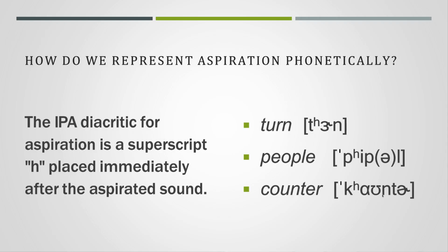But wait a minute, how do we represent aspiration phonetically? You may already know, and if you didn't, you may have already inferred that the IPA diacritic for aspiration is a superscript h, which, as you can see in these examples, is placed immediately after the aspirated sound. That is the small h that you can see in turn, people, and counter. And that is going to be the symbol that we will use from now on to indicate aspiration.